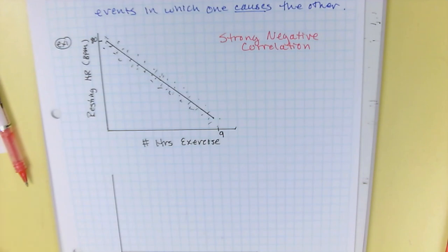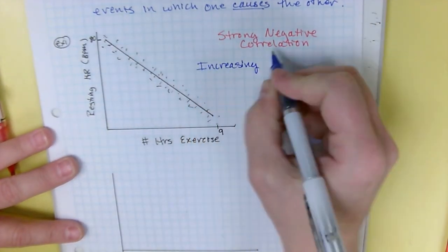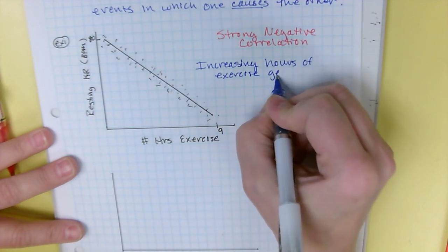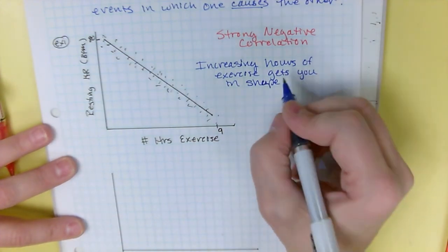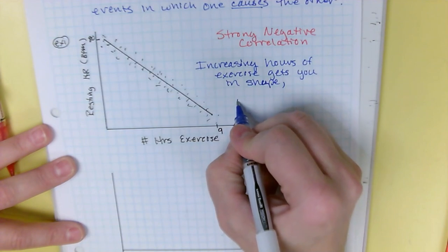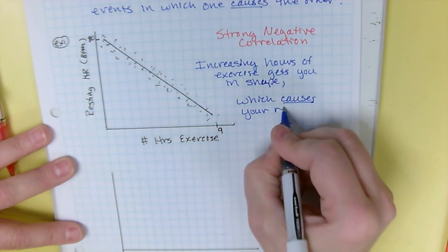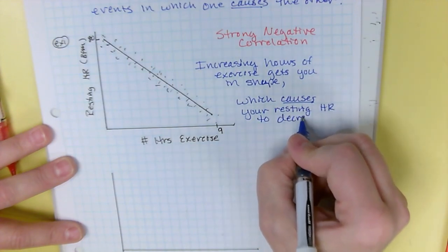Yeah, the exercise, right? You exercise more, and then people that exercise more, when they're at rest, their heart rate actually is lower than people that don't exercise as much. So that's the one that causes the other. It makes it happen. So your reasoning would be: increasing hours of exercise gets you in shape, which causes your resting heart rate to decrease.